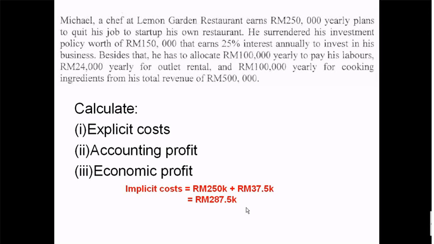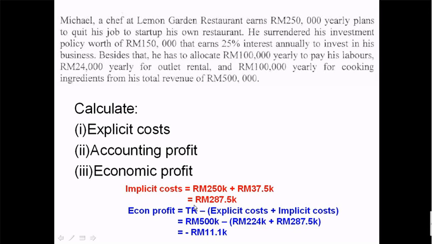Lastly, to calculate economic profit, we use total revenue minus explicit plus implicit cost. Total revenue is 500,000. Explicit cost from the previous calculation is 224,000, and here we have this implicit cost of 287.5 thousand. So Michael actually had an economic loss, because we get a negative figure. It's an economic loss of 11.5 thousand. Right, so that's the end of part 3.